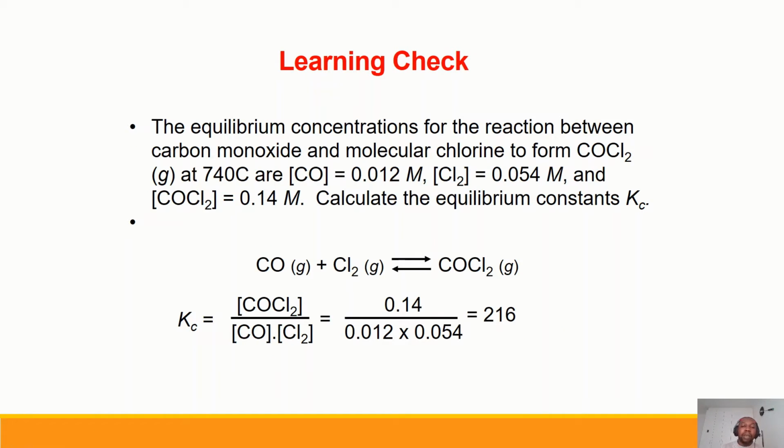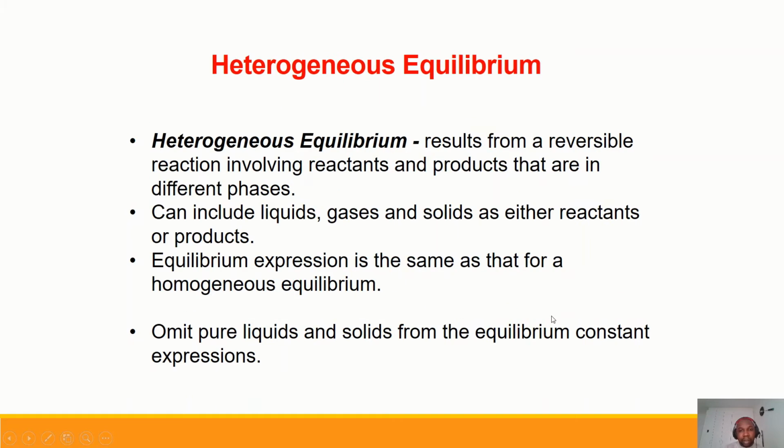So we can now do some calculations, because it's possible that they're going to give concentrations. Remember I said that this square bracket means concentration. So if you are given the concentration, you just have to plug the concentration into the Kc expression that you've written. Then from there you can get your Kc. So the concentration of the product, you have 0.14. Then the concentration of the reactant, you have 0.012 multiplied by 0.054. So from there you can get your Kc equals 216.